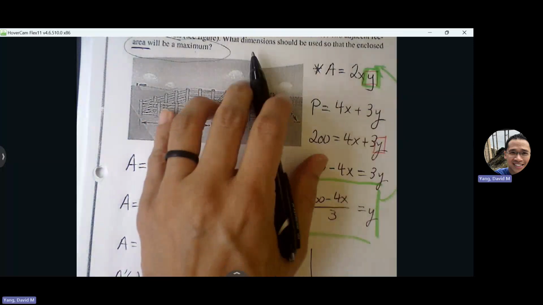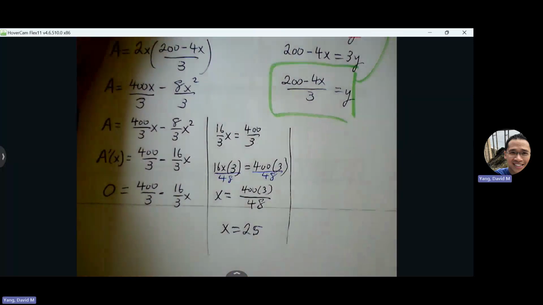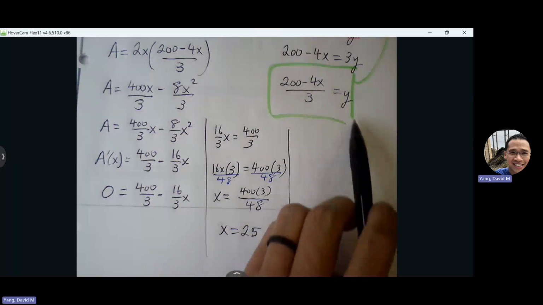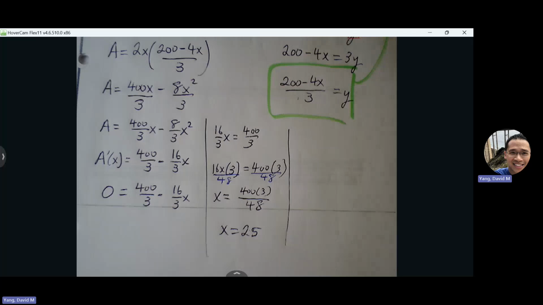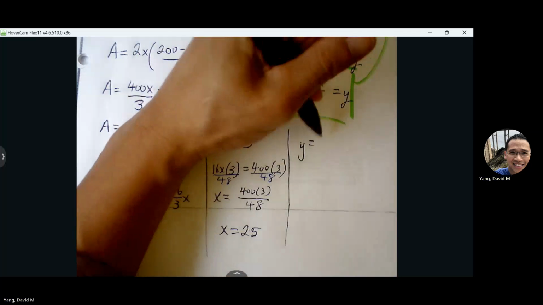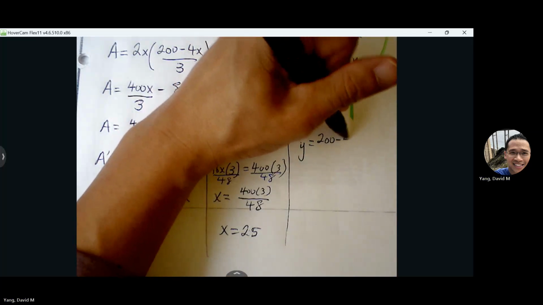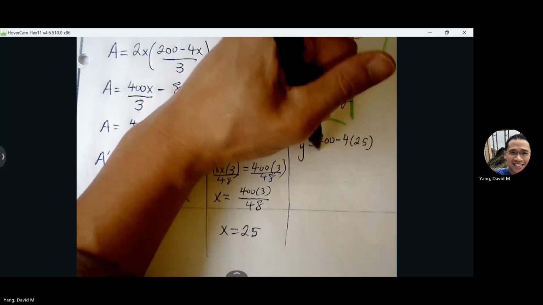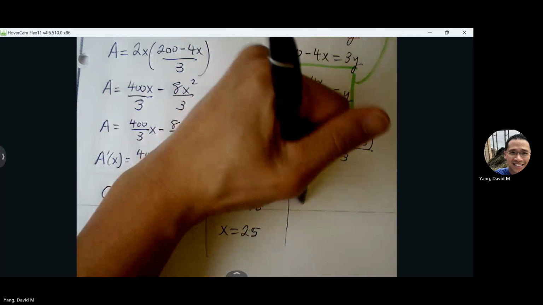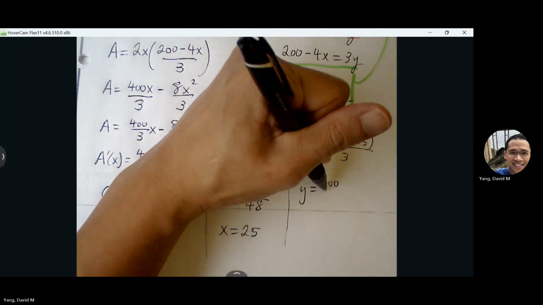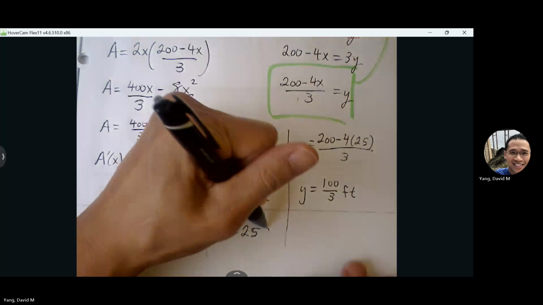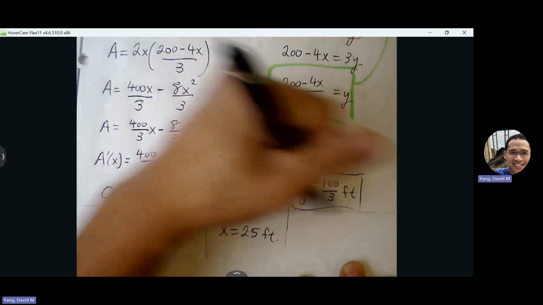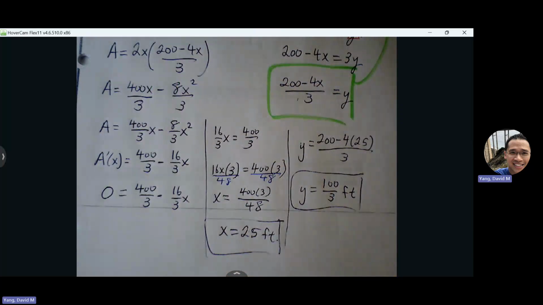Again, it's asking for the dimensions, so all we need is x and y. We have x, so just plug into an equation that has a y already defined. So 25 in for x. Okay, so we have our dimensions here. x is 25, and y is 100 over 3 feet.